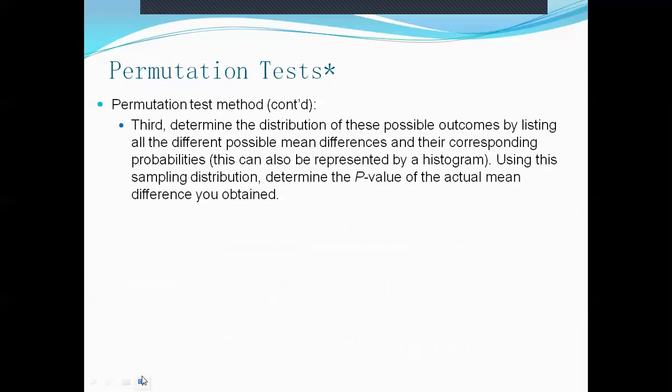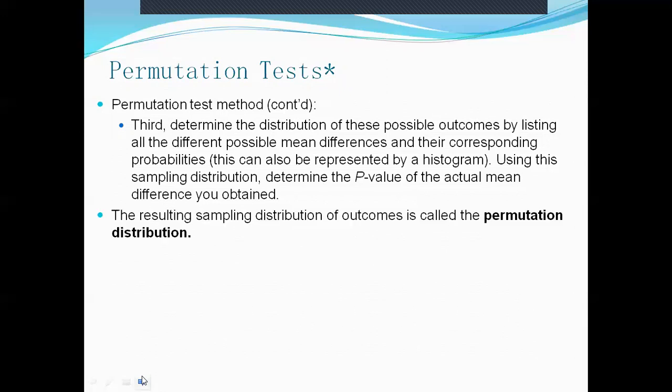Permutation test method, continued. Third, determine the distribution of these possible outcomes by listing all the different possible mean differences and their corresponding probabilities. This can also be represented by a histogram. Using this sampling distribution, determine the p-value of the actual mean difference you obtained. The resulting sampling distribution of outcomes is called the permutation distribution.